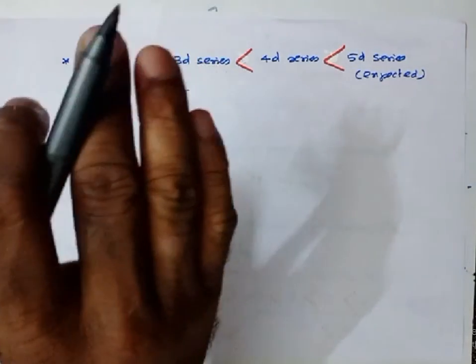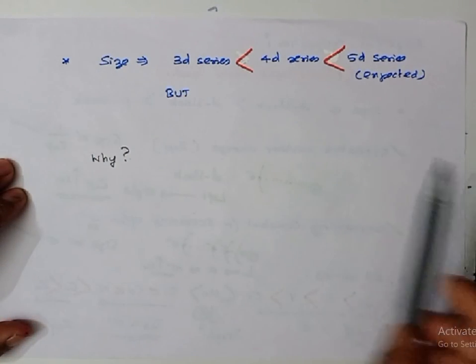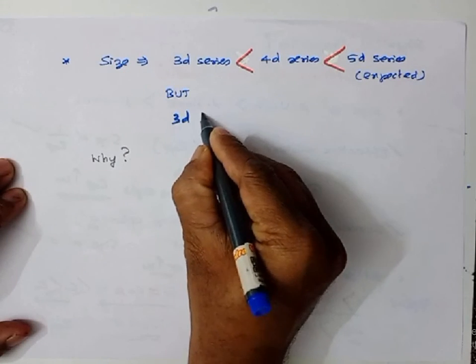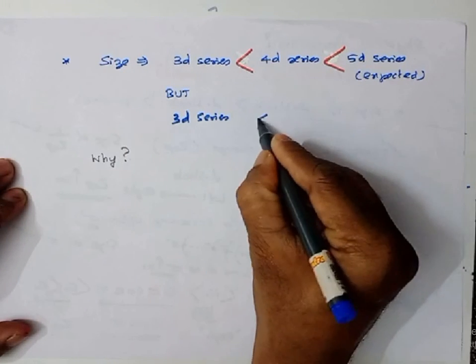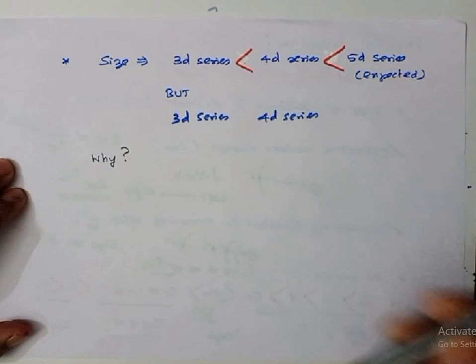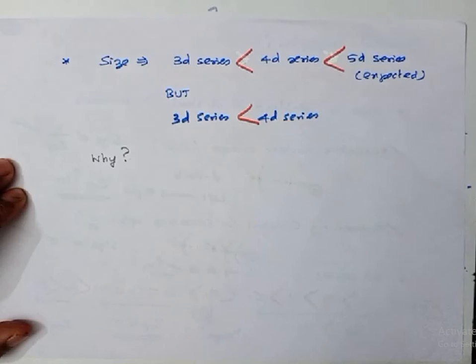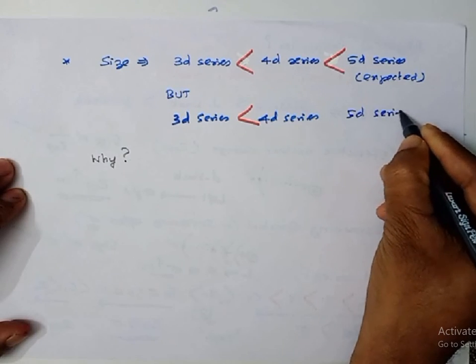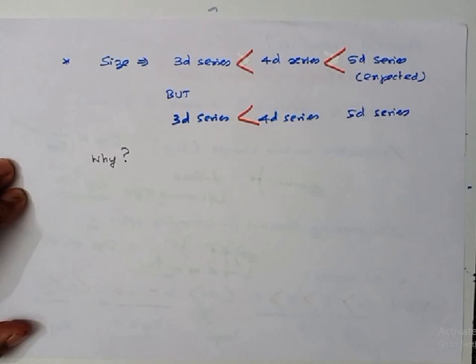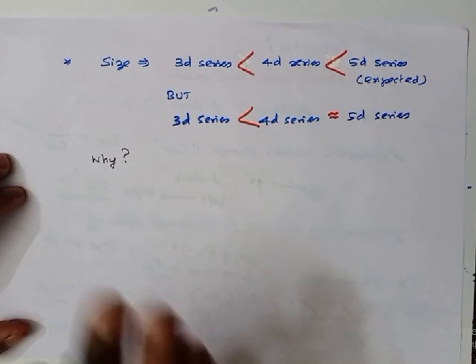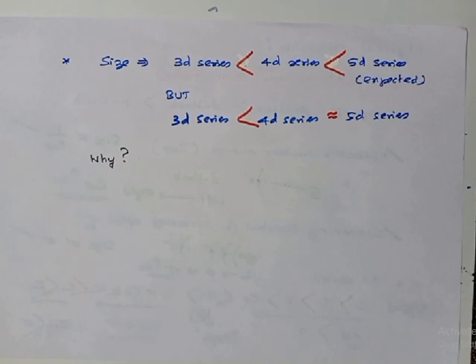But in actual practice, what is observed in experiment is that compared to the 3D series, the 4D series elements have larger size, no doubt. This is correct. But if you compare the 4D series and 5D series elements, their size is almost equal. What is the reason?